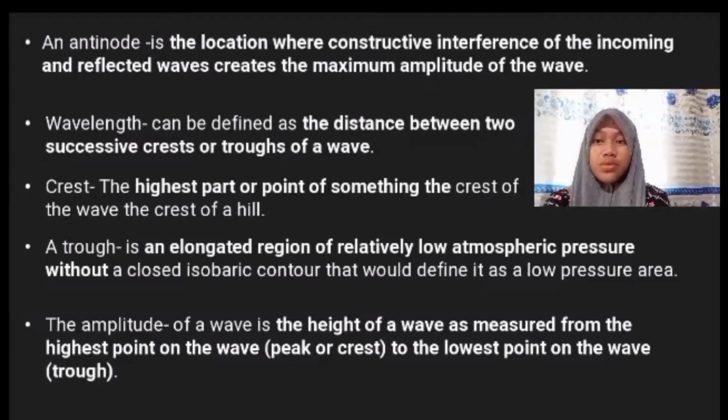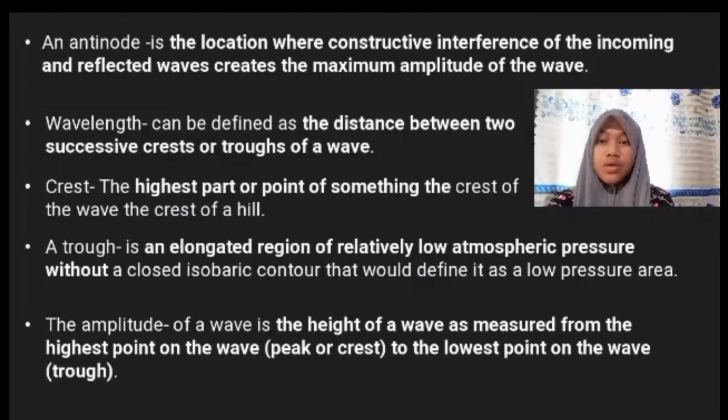These are the parts of a wave. The first is the antinode, the location where constructive interference of the incoming and reflected waves creates the maximum amplitude of the wave. Second, wavelength can be defined as the distance between two successive crests or troughs of a wave. The third is the crest, the highest part or point of something, like the crest of a wave.